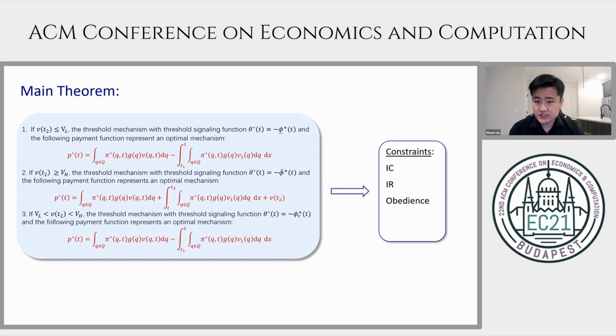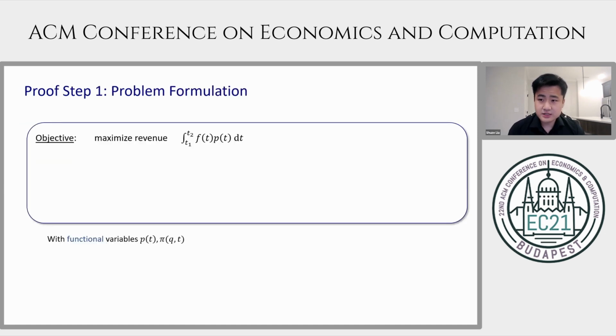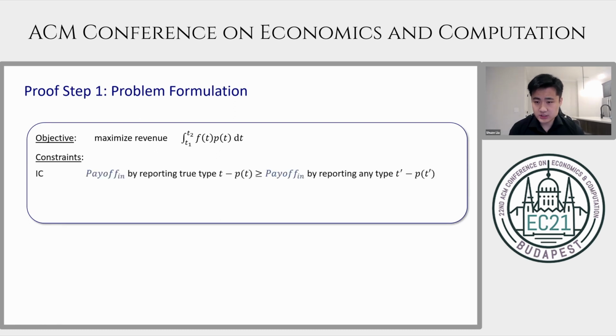The proof of this whole theorem is intricate. For the interest of time, I would like to highlight 3 major steps. The first step is the problem formulation. We formalize our problem as an optimization problem with functional variables p(t), which also depends on p(q,t). The goal is to maximize the revenue, or the expected payment from the buyer. We have 3 constraints. The first is the IC constraint. The IC constraint can be reduced to the standard format, but notably in selling information, if the buyer misreports another type t prime, the recommended action may no longer be obedient. Thus, we need a reduction to reach this IC constraint.